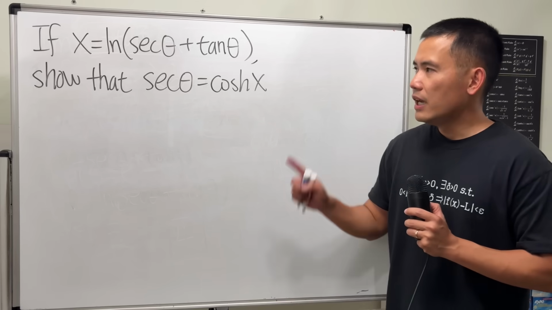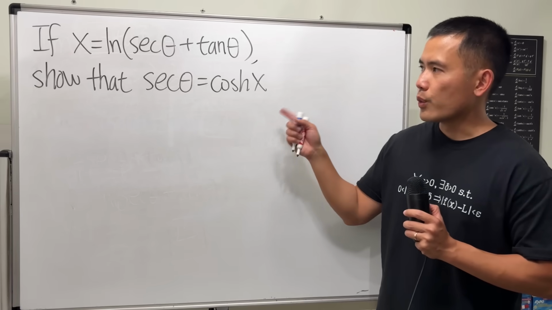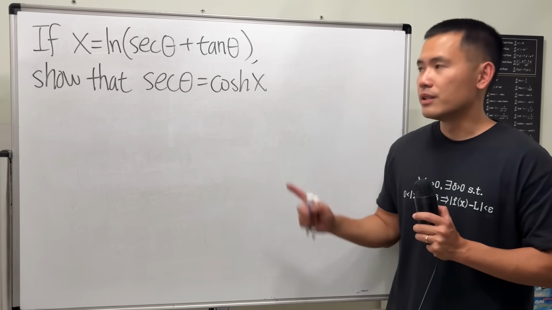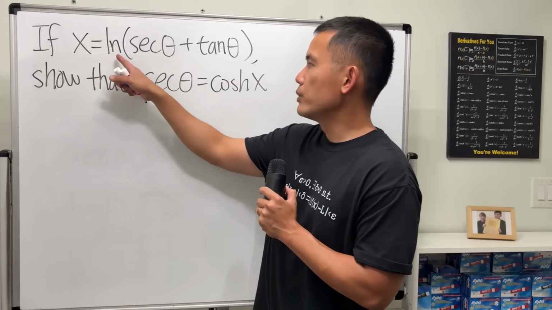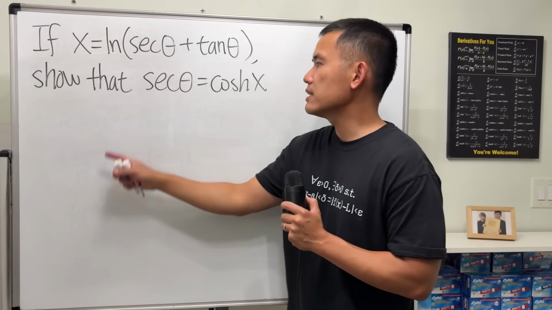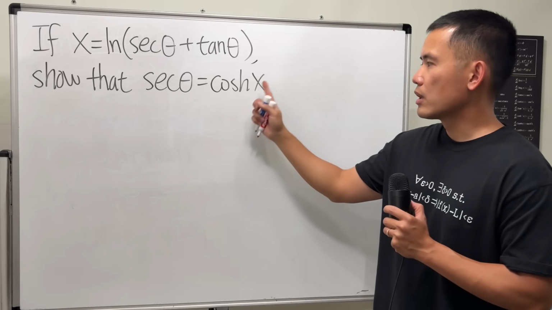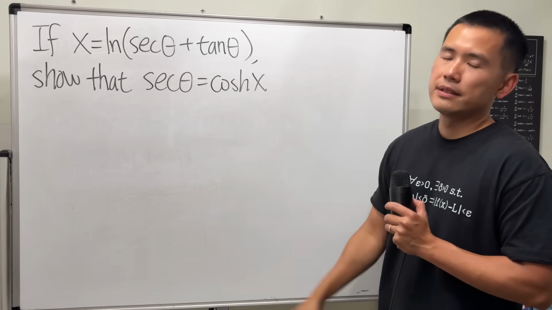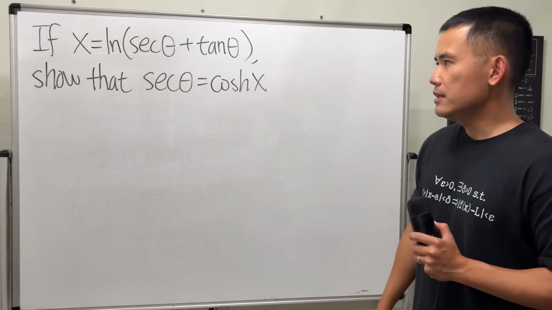A student came to me and asked me this question, which is just a question from the calculus textbook by James Stewart, and I didn't know what to do. The question is, if x is equal to ln of secant theta plus tangent theta, then we are going to show that secant theta is equal to cosh x. This is the hyperbolic version of the cosine. So at first, this is what I did.